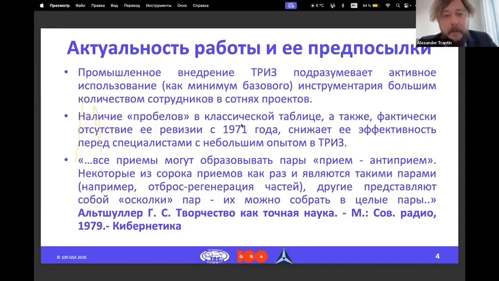The second prerequisite is that, again, we have this matrix, which is outdated, and there were no revisions after 1981. More than 40 years passed after the publication of the most recent matrix.